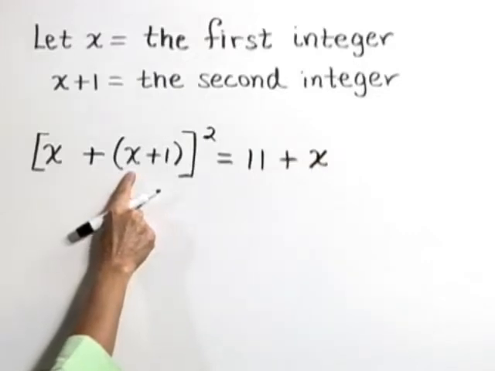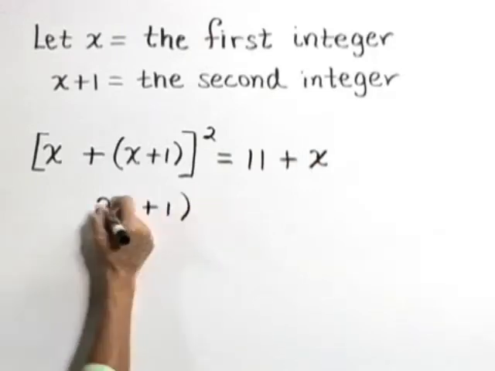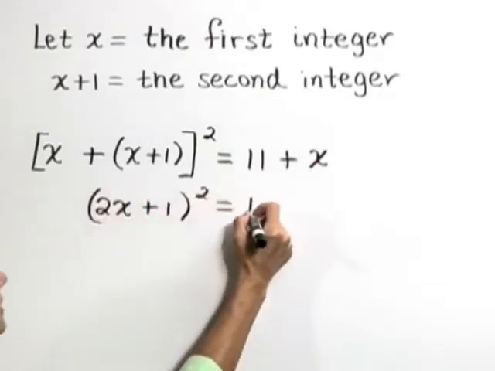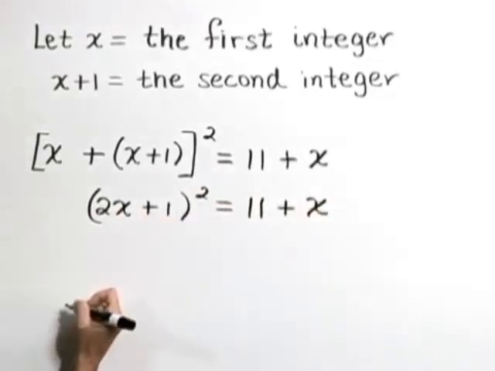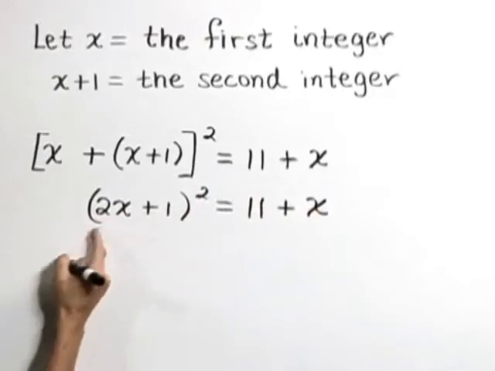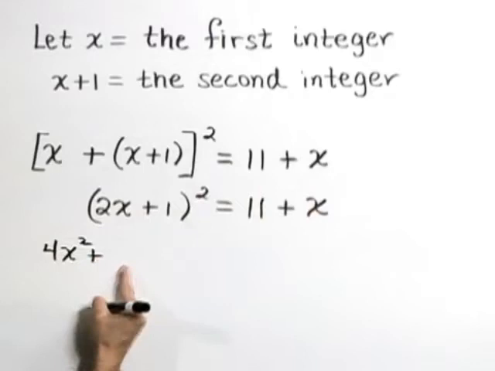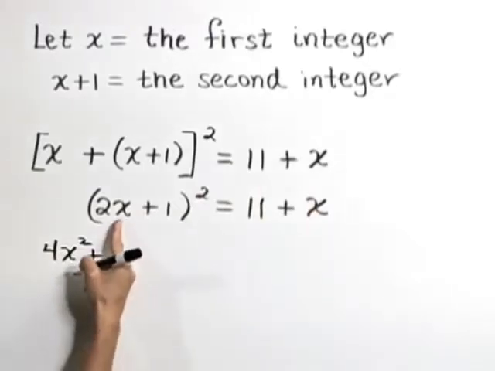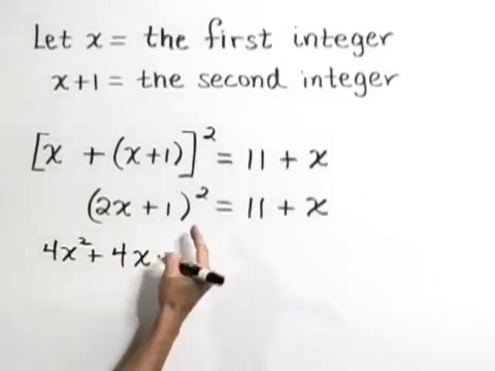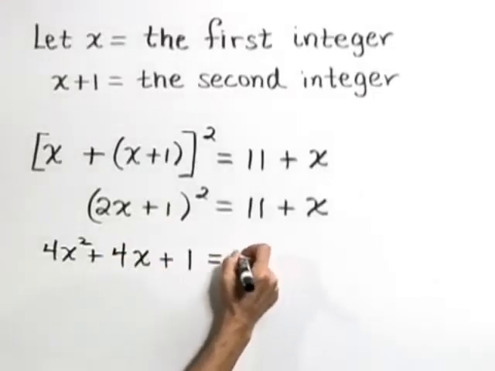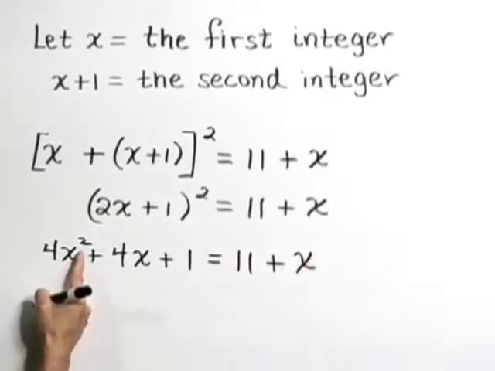Starting by combining like terms on the left, we have a 2x plus 1 quantity squared is equal to 11 plus x. Squaring this binomial on the left, 2x times 2x is 4x squared. Our middle term is 2 times 2x times 1, or 4x, plus 1 squared, or 1, and that's equal to 11 plus x. This gives us a quadratic equation.